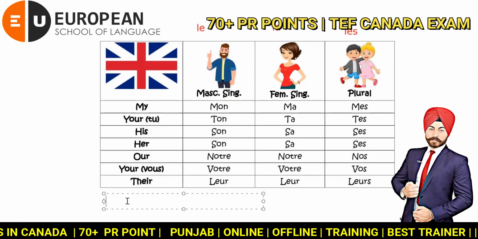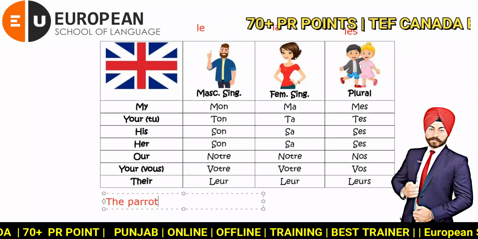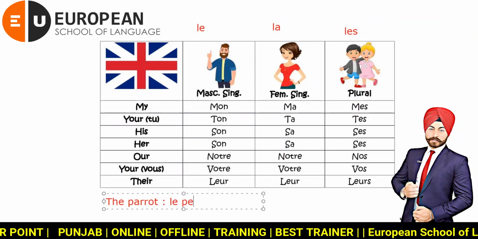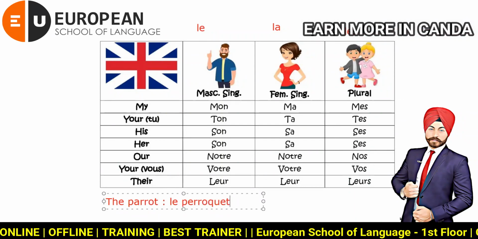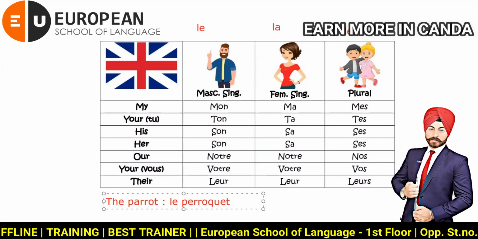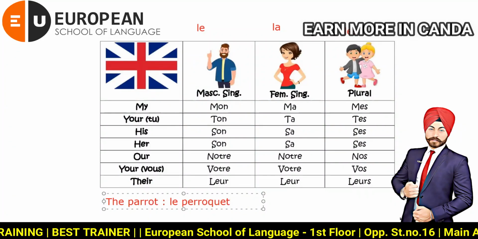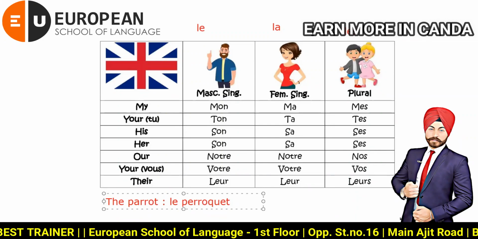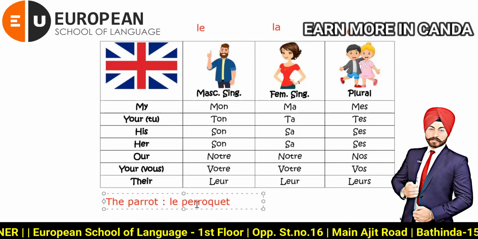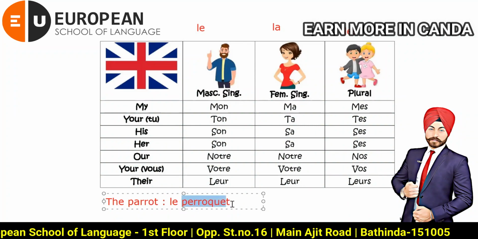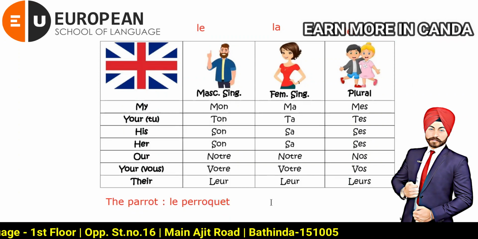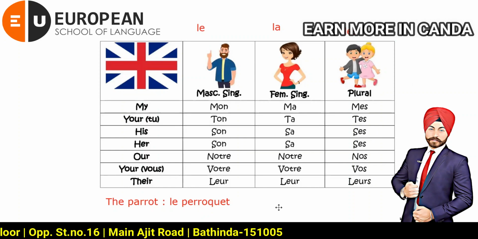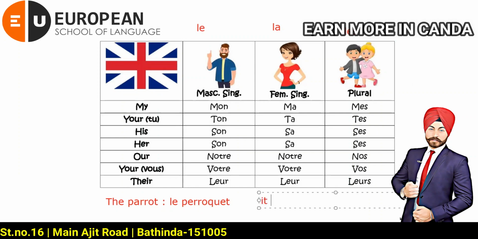Next is the parrot. Okay. It is le perroquet. Parrot. Okay. It is parrot. We don't pronounce T here. Parrot. Okay. So if I wanna say it is my parrot.